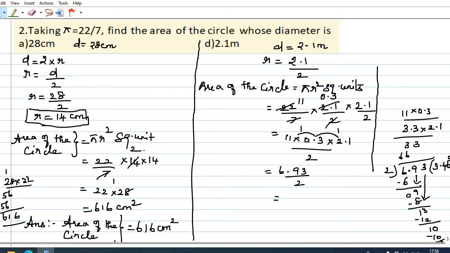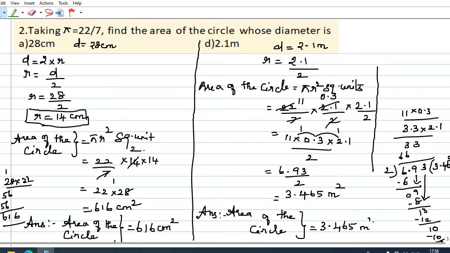So the answer is 3.465. What is the unit given in the question? Meter, so meter square. So your answer: area of the circle is equal to 3.465 meter square. Can you clear this, children? Shall I move on to the next sum?